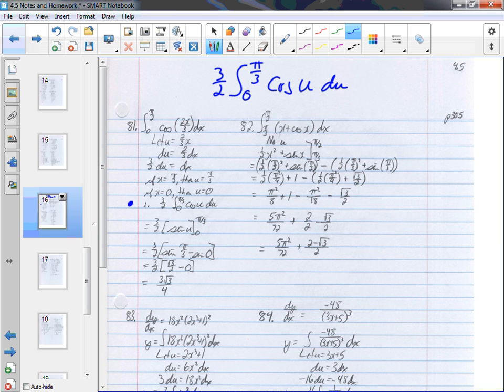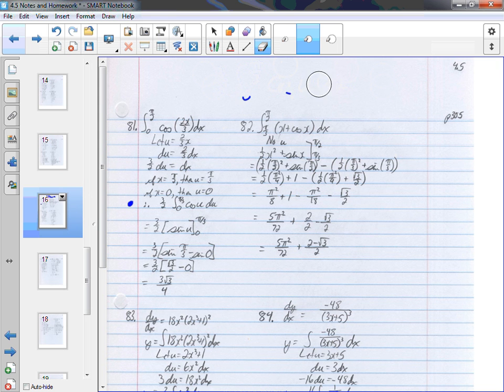That gets us right here. The antiderivative of the cosine of u is the sine of u. So that 3/2 is out in front. The antiderivative is the sine of u. We evaluate it from 0 to pi over 3. So you have the 3/2 in front. Need to evaluate the sine of pi over 3 minus the sine of 0. Turns out the sine of pi over 3 is square root of 3 over 2. Sine of 0 is 0. So all you got to do now is multiply 3 halves times square root of 3 over 2 and get your answer.